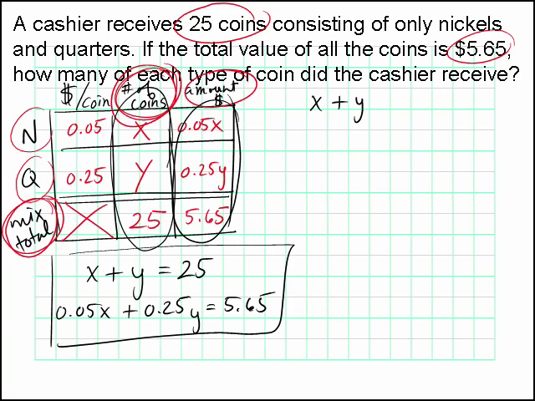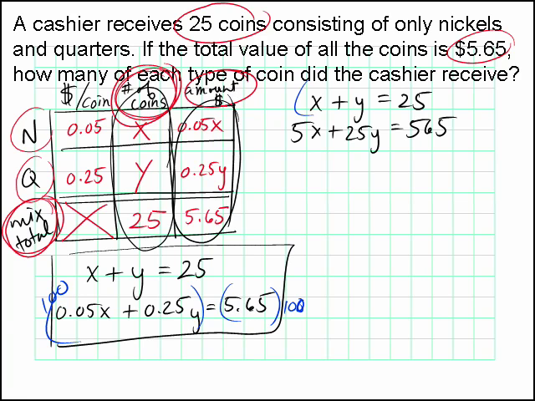X plus y equals 25. Let's get rid of the decimals in the second equation. So I'm going to multiply both sides by 100 here. That will give me 5x plus 25y equals 565. Let's eliminate x by multiplying the top equation on both sides by a -5. And I'll just rewrite it under there to save a little space.